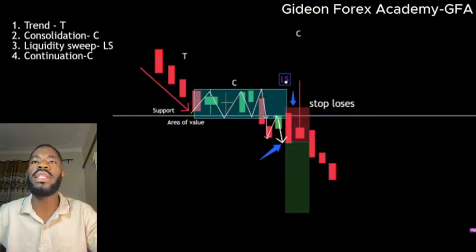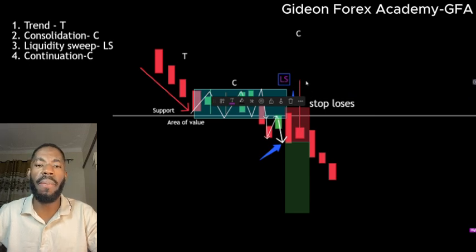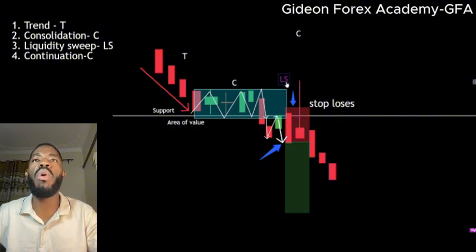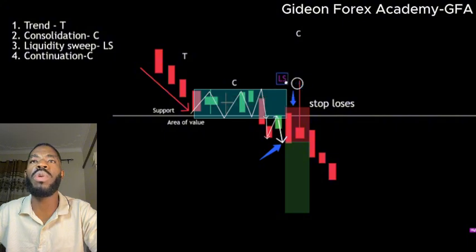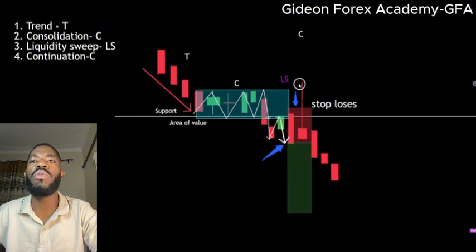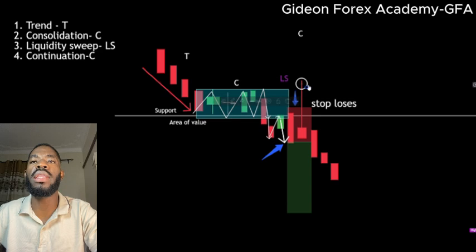Liquidity equals money. As many stop losses that are taken out or swept equals more money and equals more momentum in the opposite direction. So you can see that the liquidity was swept by this long wick here. The LS here represents our liquidity sweep. So after the sweeping of liquidity, you can see the momentum to the downside.